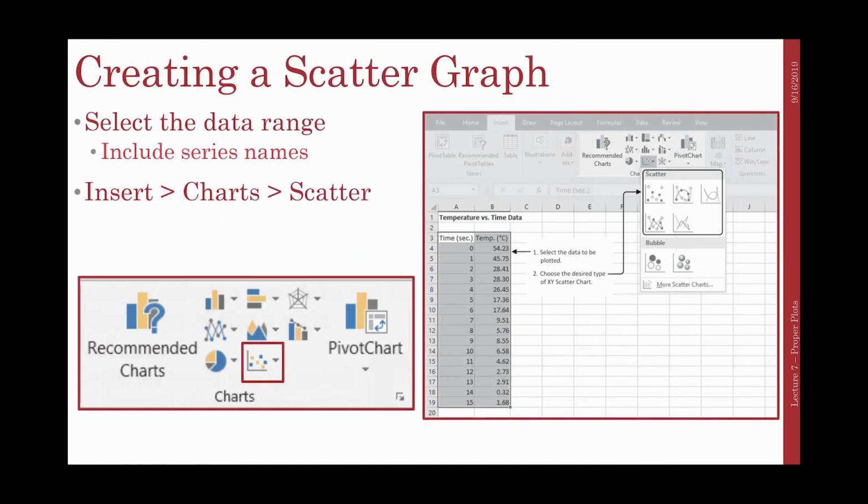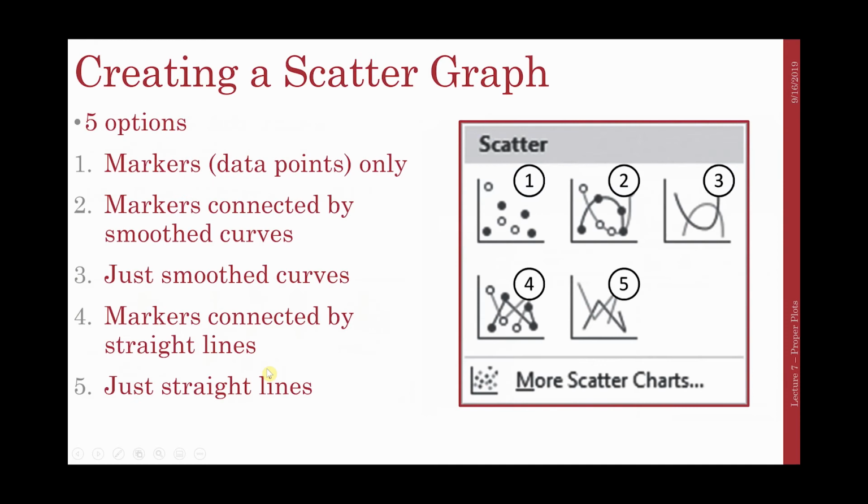To create a scatter graph, you're going to select the data range, including the series names. You're going to go to Insert Charts, and you're going to select Scatter. It's the one that has shapes on it. There are 5 options for a scatter graph. You have marker data points only, markers connected by smooth curves, just smooth curves, markers connected by straight lines, and just straight lines. 9 times out of 10, you want option 1 if it's experimental data. If it is theoretical data, you want option 3.